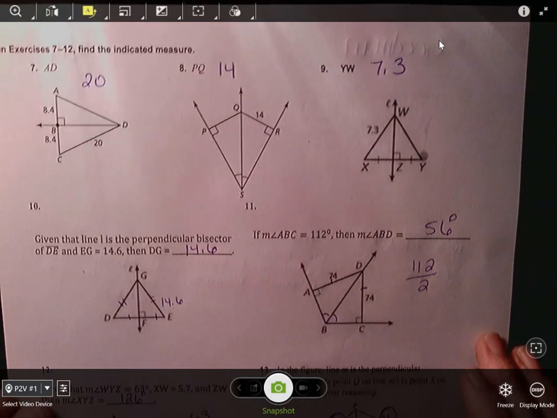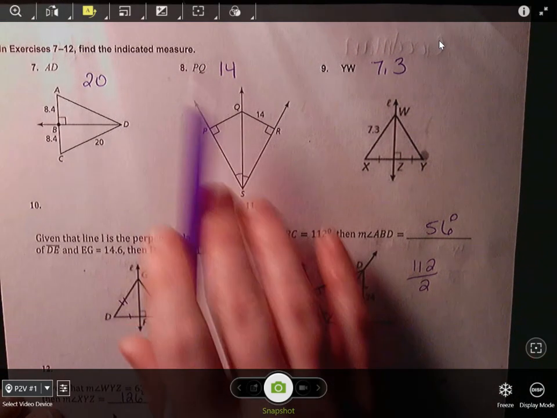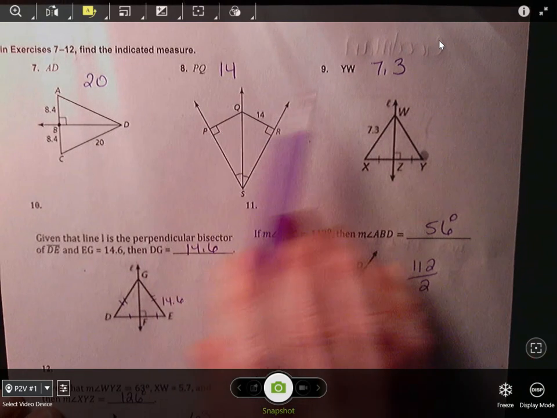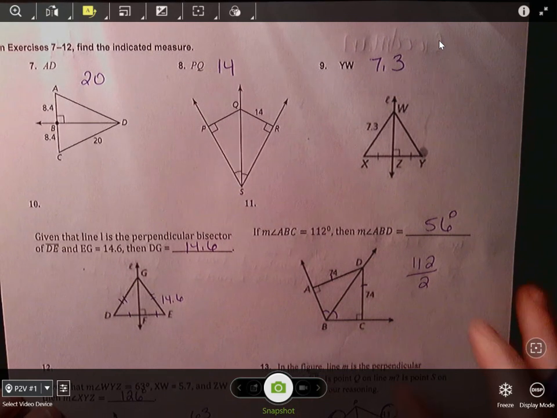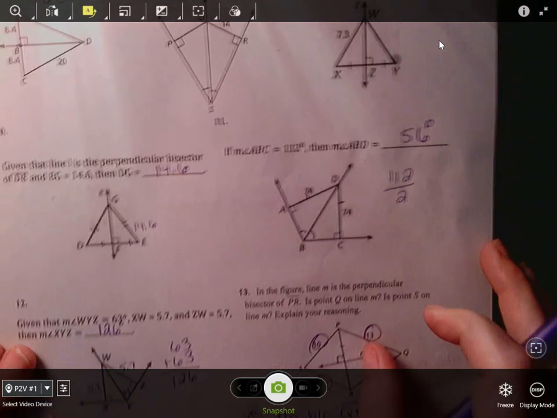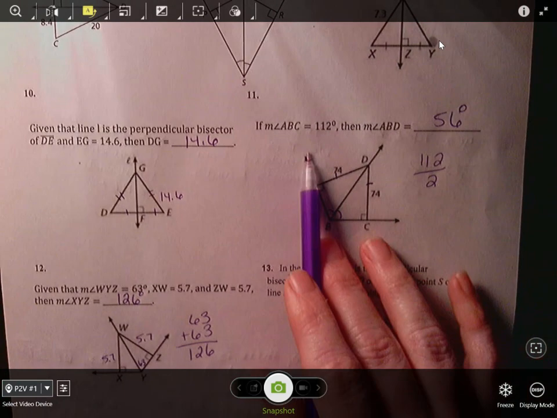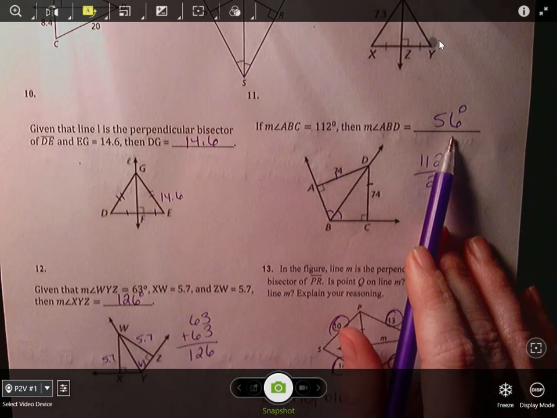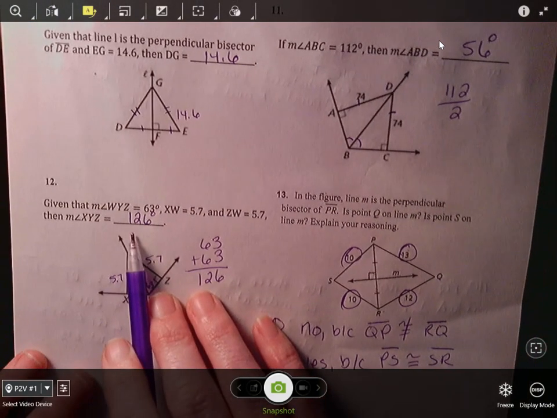For number 7, you should have gotten 20. For number 8, you should have gotten 14. For number 9, you should have gotten 7.3. For number 10, you should have gotten 14.6. For number 11, you should have gotten 56 degrees. And for number 12, you should have gotten 126 degrees.